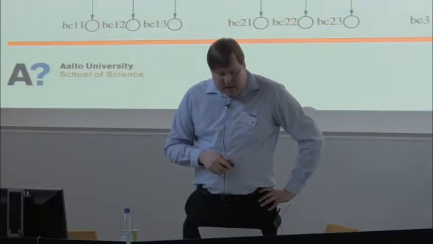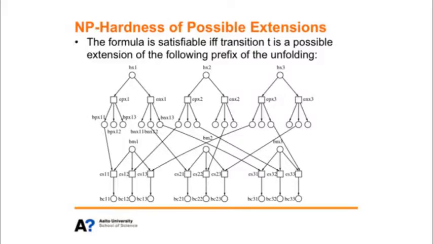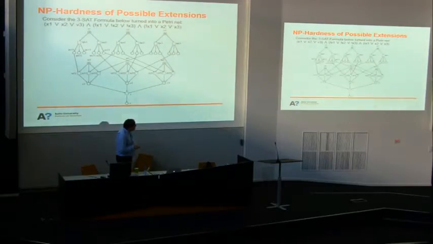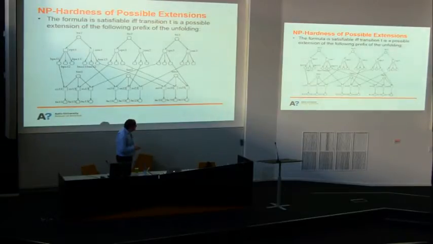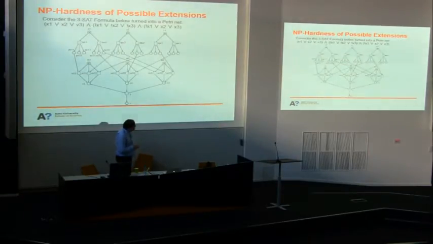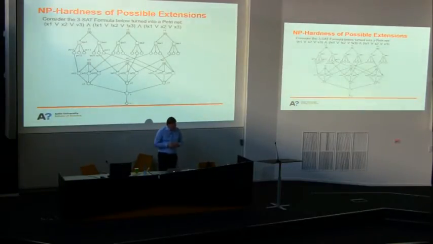Now, when you unfold this, this is what you'll get at some point. So you'll get such a thing, and now the question is, okay, can I add this t down here? You can add a t down here if and only if this original net and this formula has a satisfying truth assignment. So the bad news is, yeah, there's an NP-hard search algorithm in the core of this.